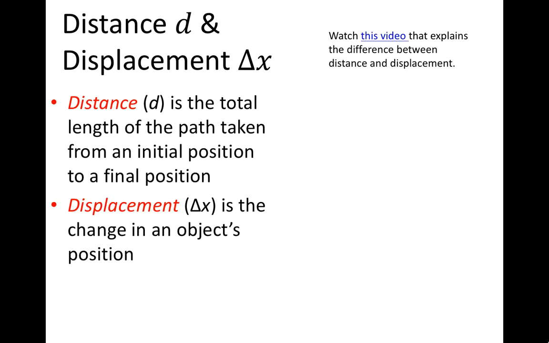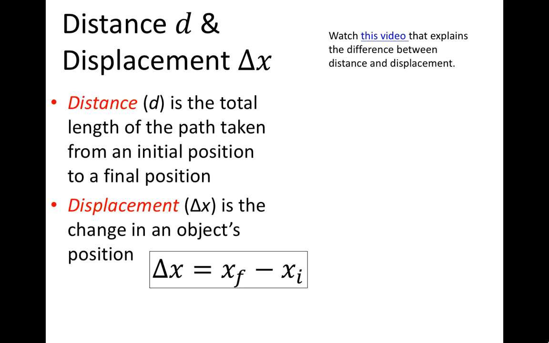Because we're using the letter x to represent position, we can represent an object's displacement with a delta x. The Greek letter delta, which looks like a triangle, always represents a change in a quantity. So delta x represents the change in x, or the change in an object's position. The equation for displacement is shown here. The change in any quantity, and this is true for all quantities, not just for position, is always final minus initial.